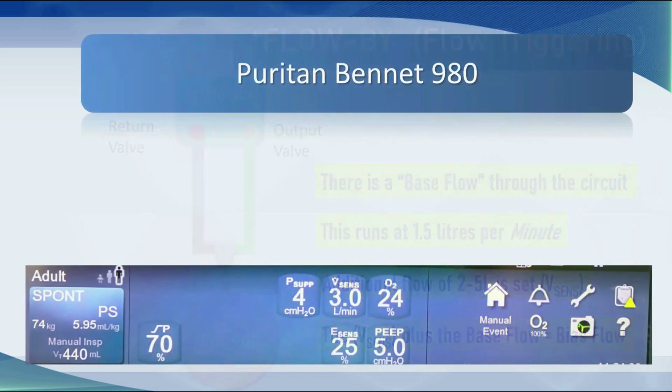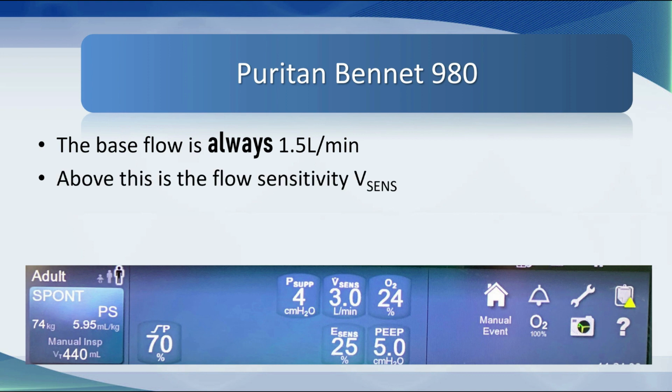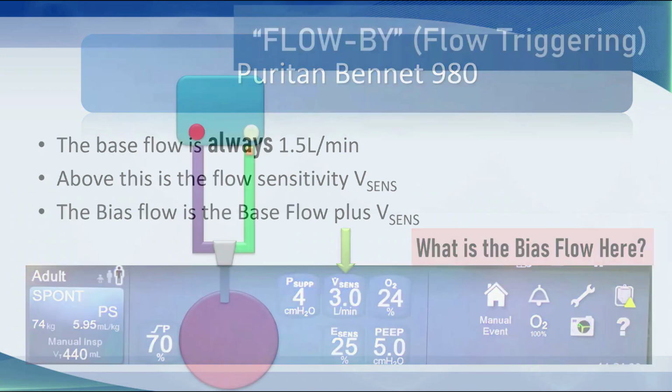Irrespective, this is what it looks like on the screen. So the base flow is always 1.5 litres per minute. Above this is the Vsens, that's the flow by. So here we have 3 litres of flow by. The bias flow is the flow by plus the base flow. So what's the bias flow here? In this situation, it's 4.5 litres. And that's important, and I'll get back to it in a couple of minutes.